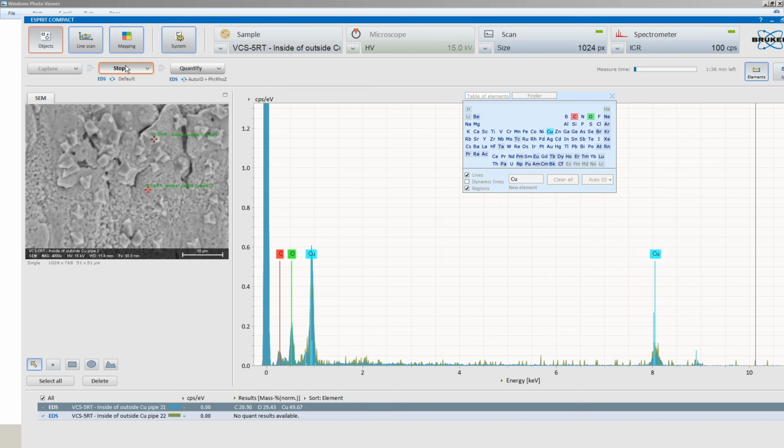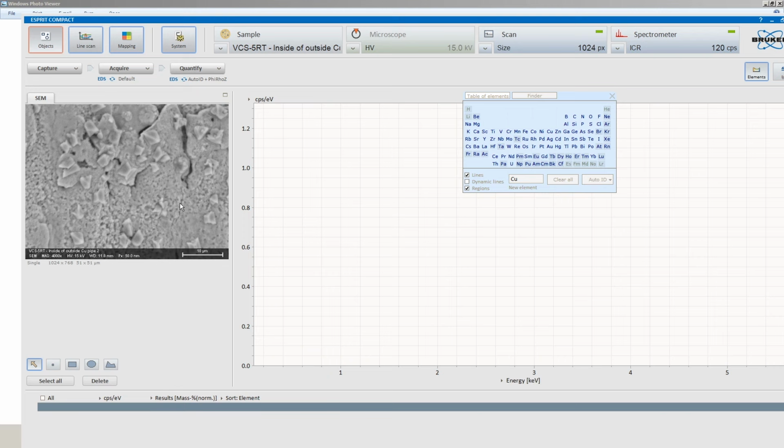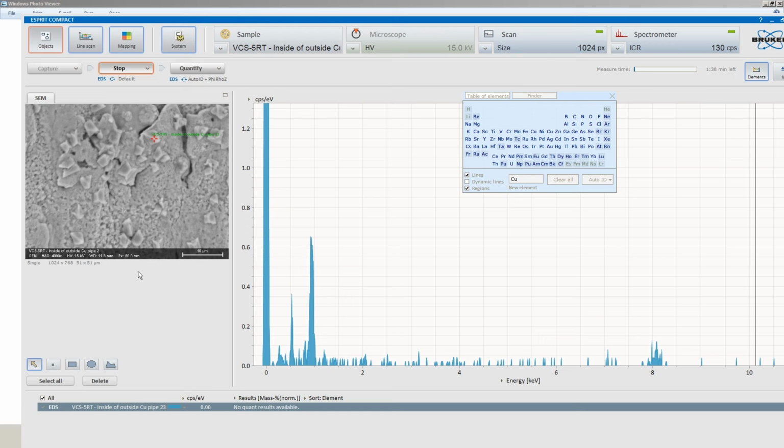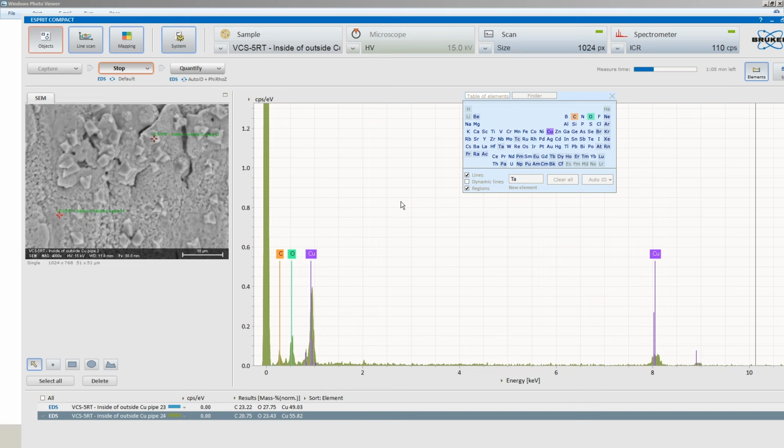Ah, I know what's going wrong. I've got it on freeze. So it's not getting a lot of samples because I'm not actually scanning it. That'll be why. So we'll try that again. My bad. One. There. Acquire. Cuprous oxide, Cu2O. And there we go. So again, cuprous oxide.